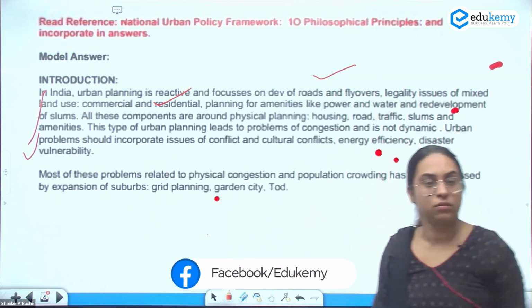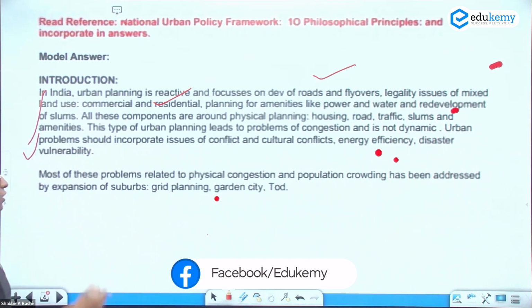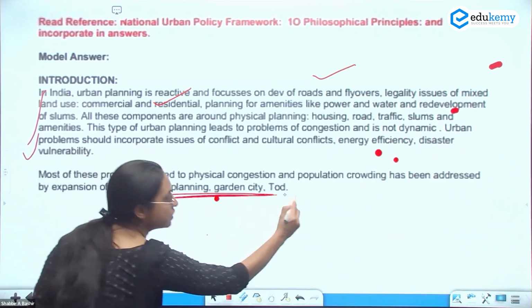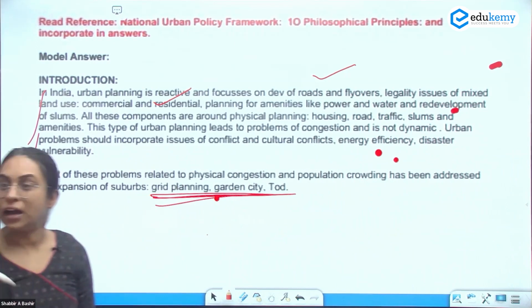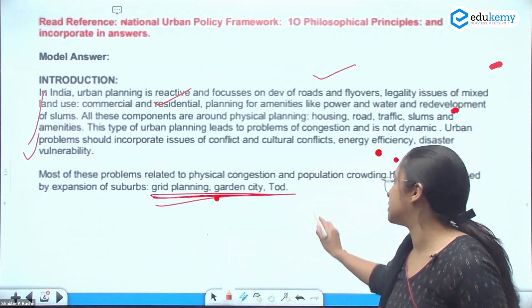Try to use the philosophy, the 10 principles. Try to use these models, the grid planning model, garden city, TOD. These are all key terms. So what key terms will make your answer an optional-paper-quality answer? One is the case study.